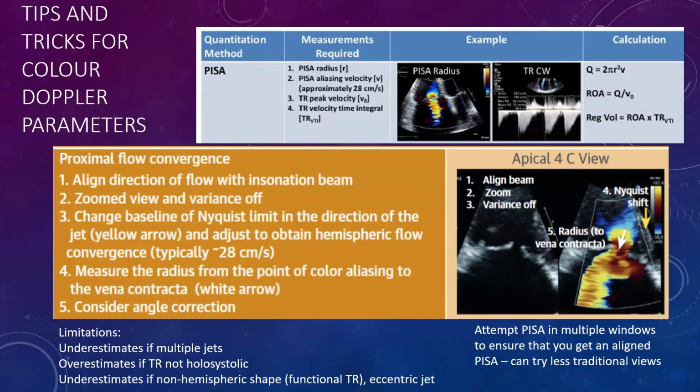Limitations to this. So if there are multiple PISAs, obviously you want to make sure that you're going to try to use the largest PISA typically. But the PISA does underestimate the severity if there are multiple jets, and it overestimates the severity if it's not holosystolic regurgitation, as well as if it's not hemispheric. So in the context of functional tricuspid regurgitation, it typically tends to be a non-hemispheric jet, and so often it's underestimated in that situation.